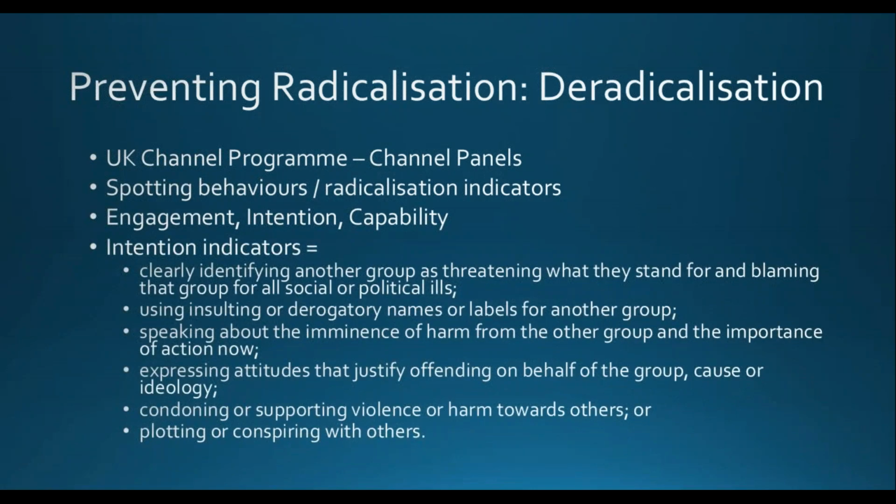And so intention indicators might include things like if an individual identifies another group as threatening, if they use insulting or derogatory names or labels towards another group, if they speak about the imminence of harm that the other group might potentially have on their own group, and the need to take action, condoning or supporting violence or harm towards others, or potentially plotting or conspiring with other people. All of these are potential indicators that someone might become or be on a pathway towards committing acts of terrorism. So again, these are the kinds of things that are focused on in terms of counter-radicalization. How do we go about identifying people who are on a particular pathway?